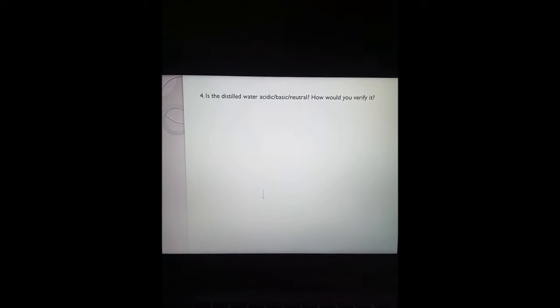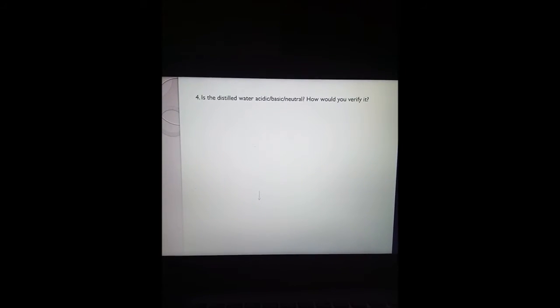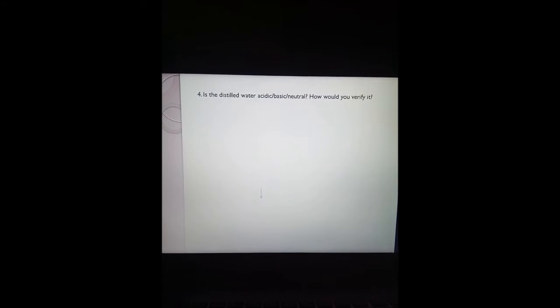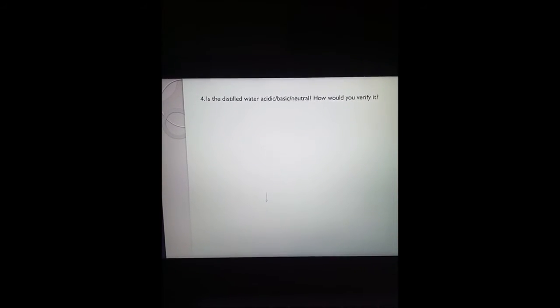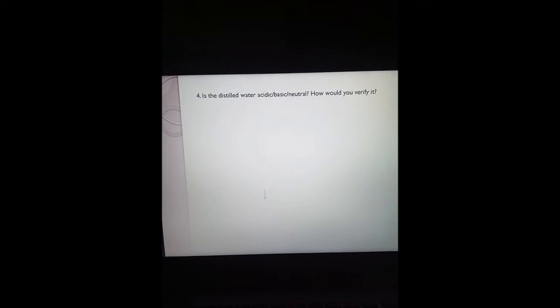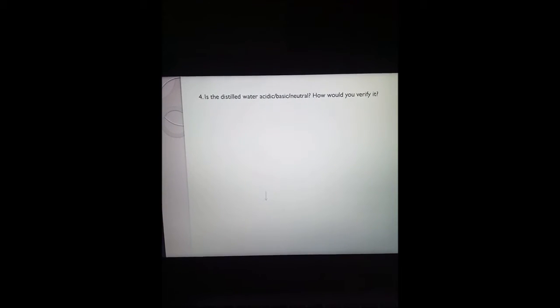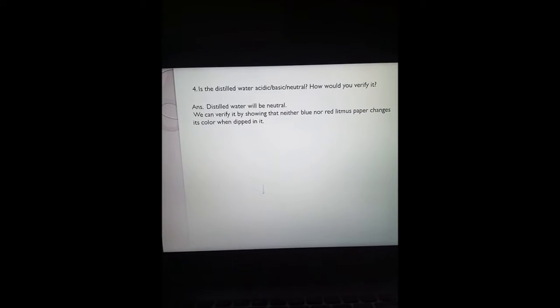Number 4. Is distilled water acidic, basic or neutral? How would you verify it? If you remember the neutralization reaction, when an acid and base are mixed together, that leads to the formation of salt and water. So the product of the neutralization reaction involves water. So what does it say? That water is neutral. Therefore distilled water, the purest form of water, will be neutral.